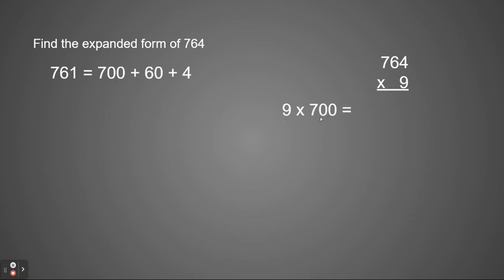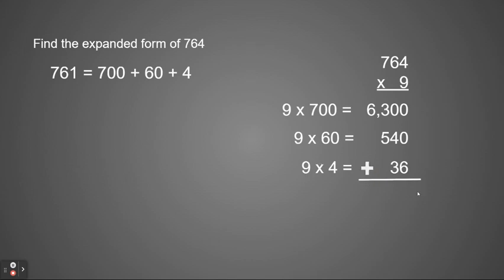So 9 times 700 is 6,300. 9 times 60 is 540. And 9 times 4 is 36. So again, now that I found my partial products, I'm going to finally add them all together to get my final product. When I add them together, I get a total of 6,876. So that would be my total product for this problem.